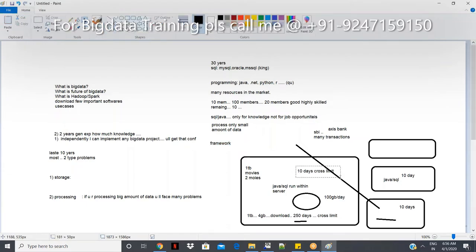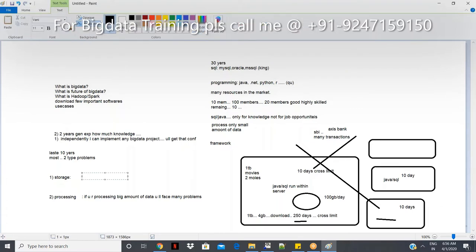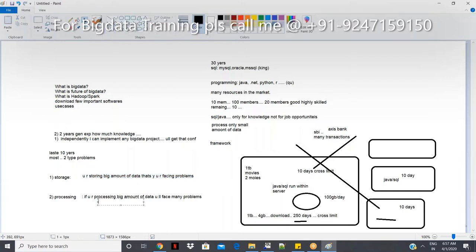Now, first of all, what is this problem? You are storing a big amount of data. That's why you are facing this issue. That's why this is called a storage problem. This is called a processing problem.